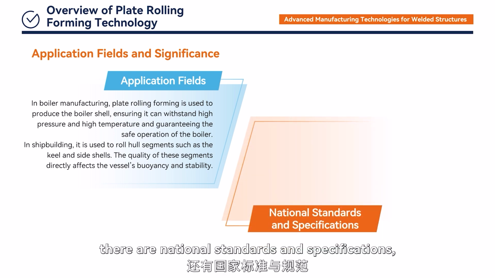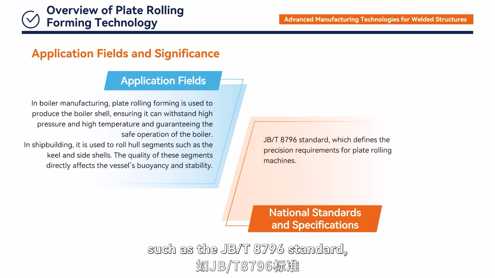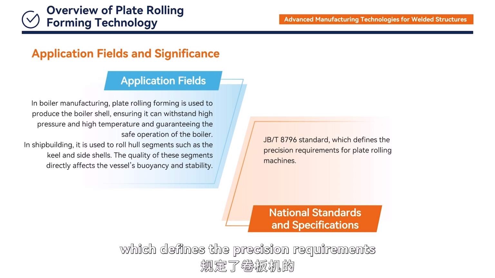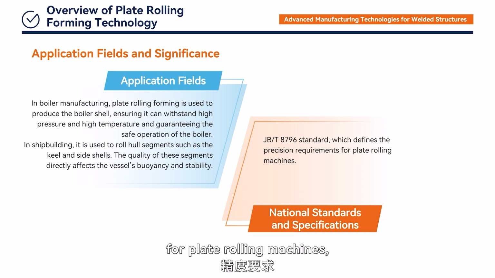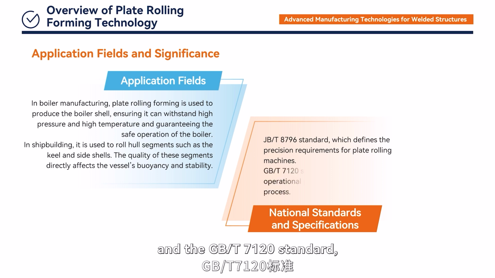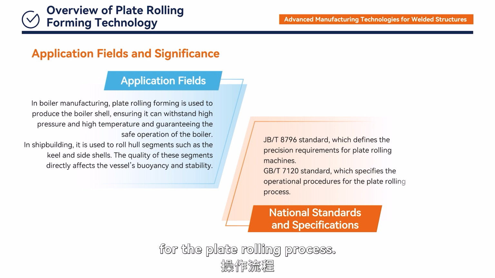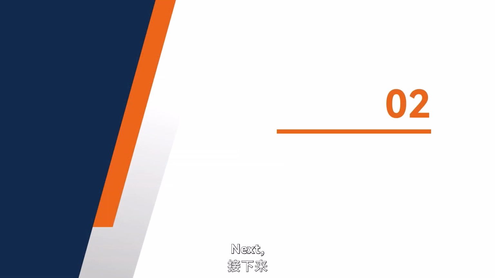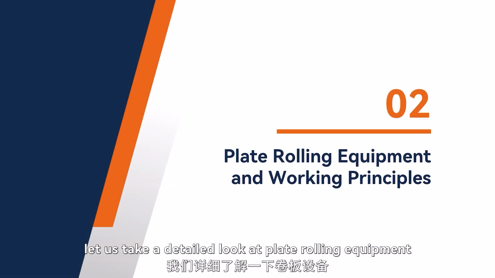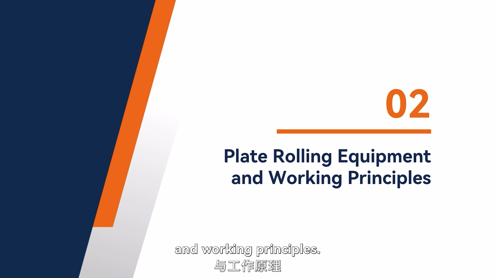Additionally, there are national standards and specifications, such as the JB/T8796 standard, which defines the precision requirements for plate rolling machines, and the GB/T7120 standard, which specifies the operational procedures for the plate rolling process. Next, let us take a detailed look at plate rolling equipment and working principles.